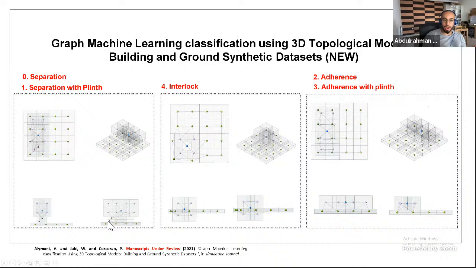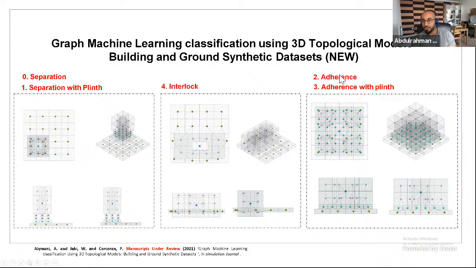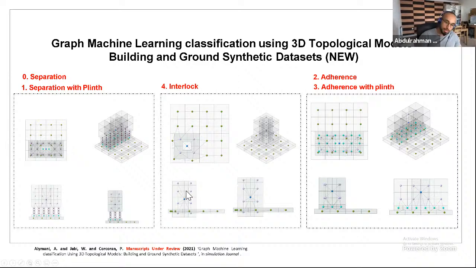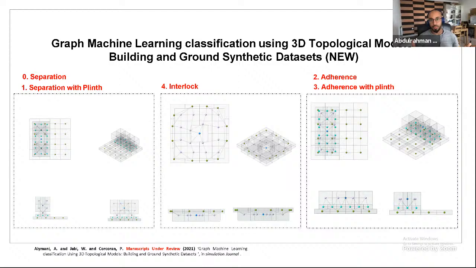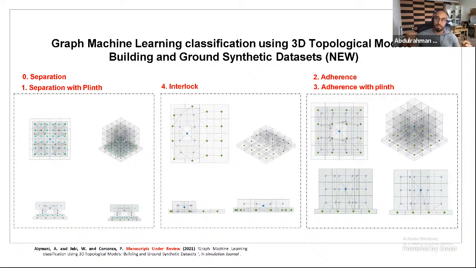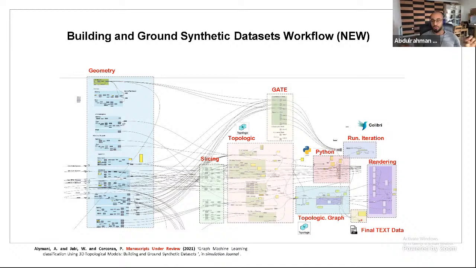And then we have interlock, where the building goes under the ground. It's interlocked with the ground. And we have adherence with the plinth, so the building just purely sits on the ground, with no interlock or no separation. We also have 1,000 graphs, and now I'm producing more, around 3,000 or 4,000 graphs. So we make it really complex for the machine. So how does this workflow go?